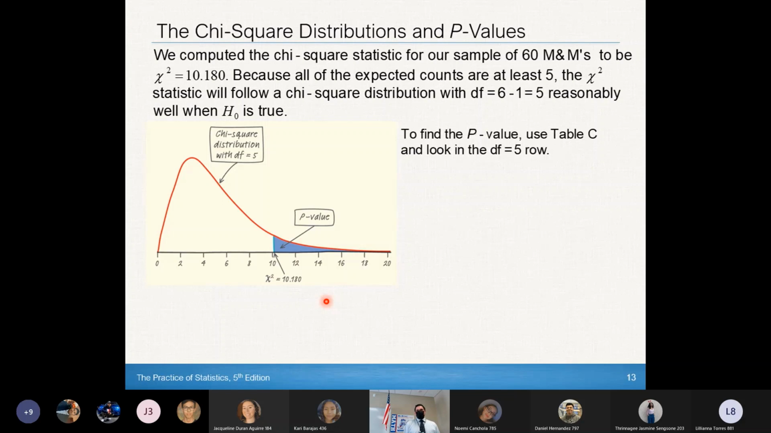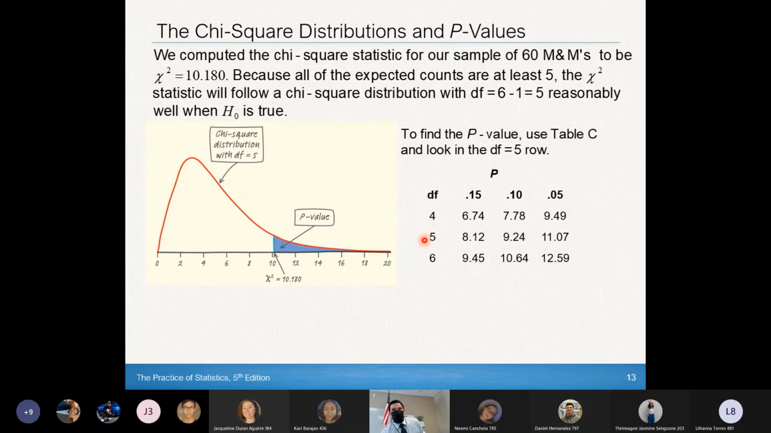To find the p-value, we use table C, the only table in the tables and formulas packet that we have not used, and look in the degrees of freedom equaling 5 row, which we have a little excerpt of right here. Obviously, there are more columns than what's shown here, but 10.180 lies between 9.24 and 11.07, which means our p-value is between 0.05 and 0.1. So kind of like table B, we're not going to land on an exact p-value when we take our statistic back to the table.